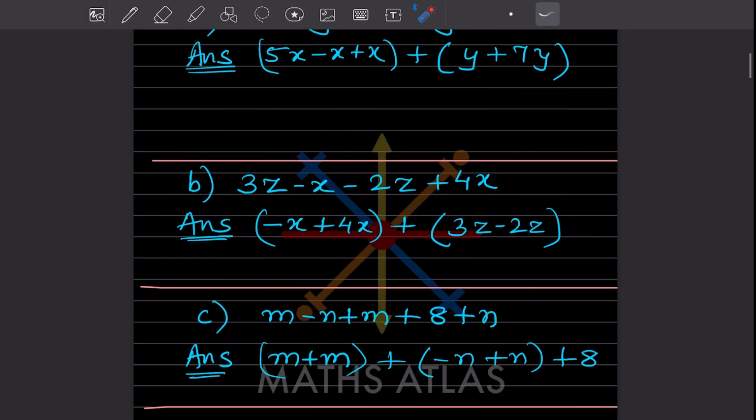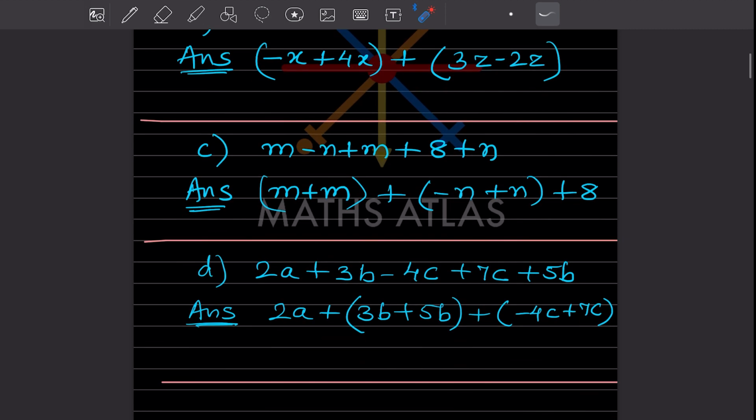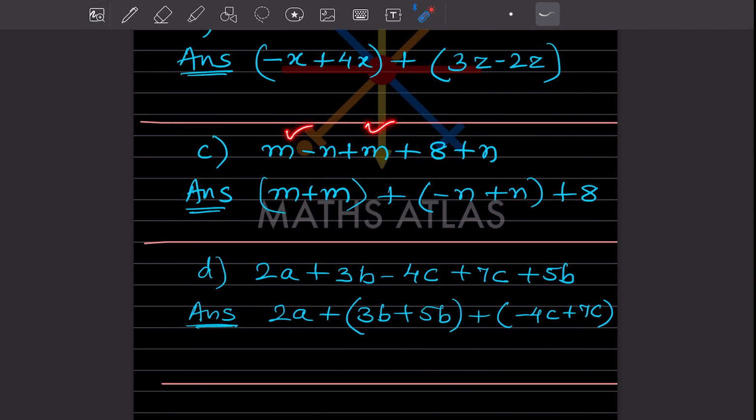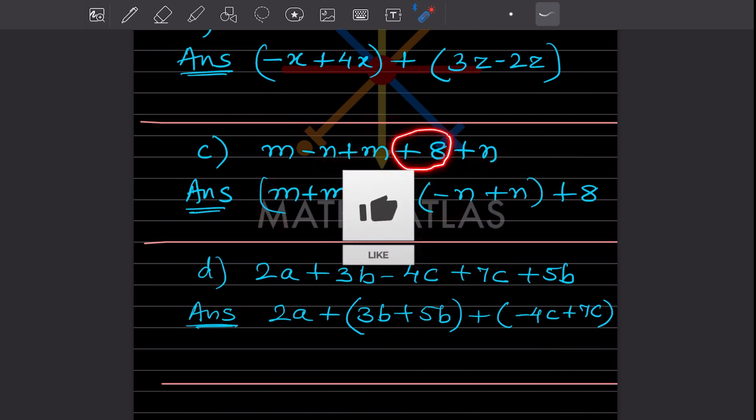Okay, now here. Now what I did here, because this x was first, I just put here this x and 4x. So this is in one bracket because both are the same. Put a plus sign. This and this are z, so that is in the other bracket. So that's done. Now for the next problem, that is m and n. So here I put m and m in one bracket, n and n in the other bracket, in between there is a plus sign. And what you can see, this plus 8, that is alone without a variable, so that is outside.